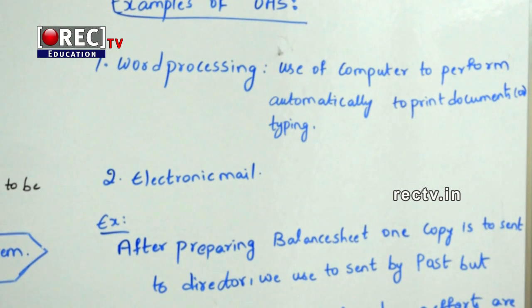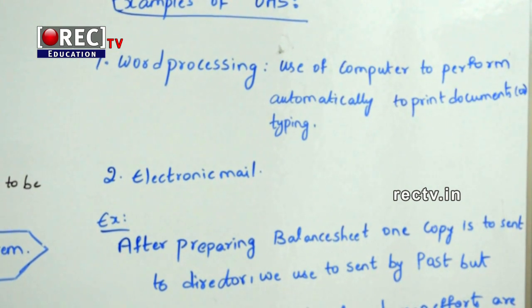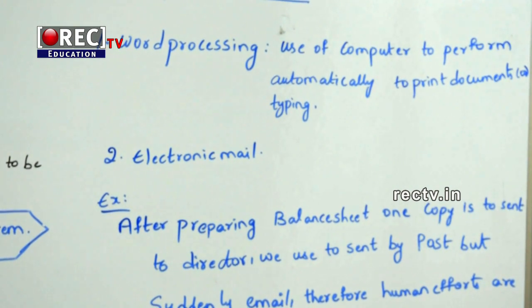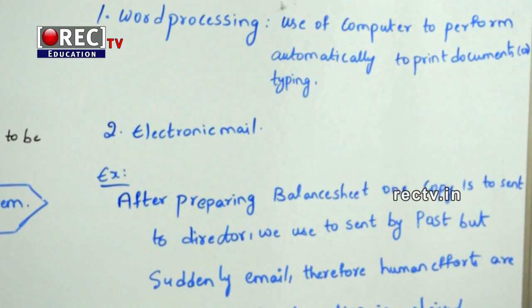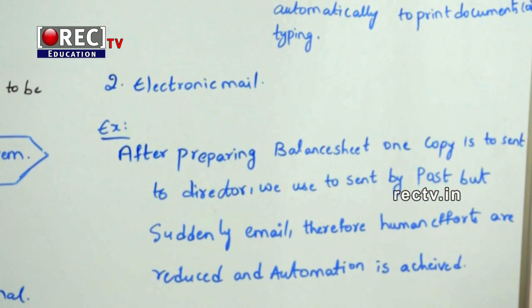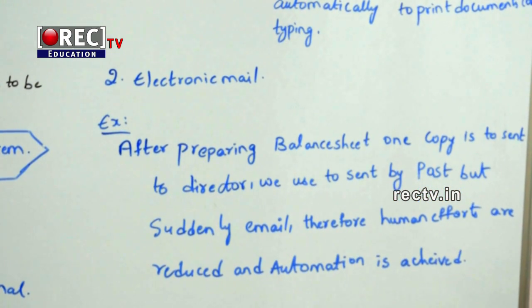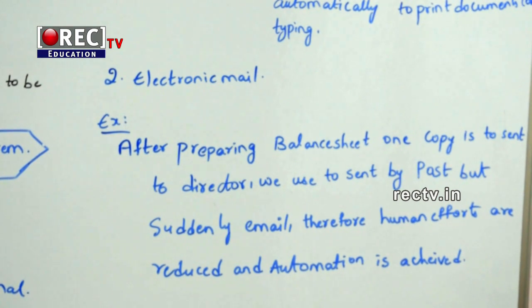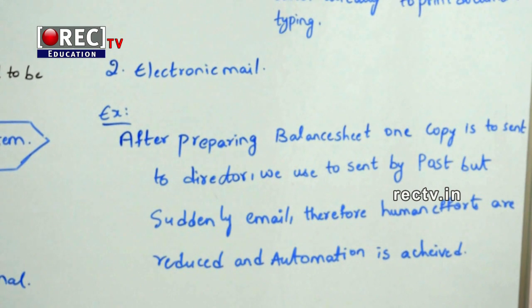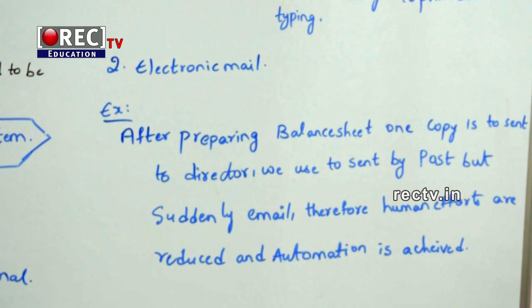One more example for office automation system is electronic mail. Example, after preparing a balance sheet, one copy is to be sent to the director. Previously, we used to send it by post. Suddenly, email came. So, with the introduction of IT in office activities, human activities are reduced and automation is automatically achieved.